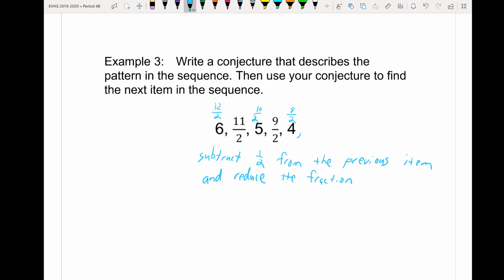Now, knowing that, what's my next item? 8 halves minus 1/2 is 7/2. Reduce the fraction 7/2, and we're left with 7/2. All right? Why are only some of them fractions? Because we reduced the fraction. That's why some of them are fractions, because 12 halves reduced is 6. 10 halves reduced is 5. All right.